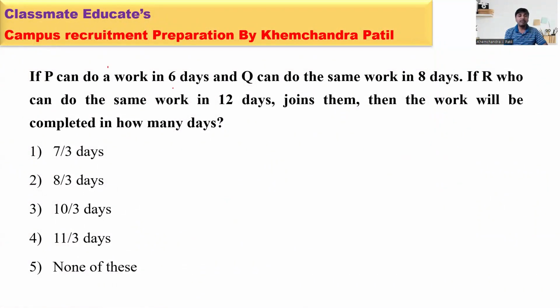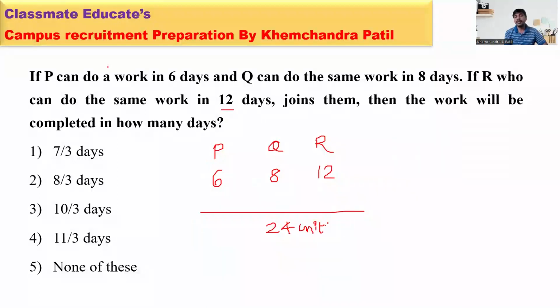If P can do a job in 6 days, Q can do it in 8 days, and if R can do the same job in 12 days and he joins them, then the work will be completed in how many days? So what they are asking is, if they are working together, in how many days will the work be completed? P completes in 6 days, Q completes in 8 days and R in 12 days. So just figure out the LCM of this. LCM of the three will be 24 units. So the whole work is 24 units.